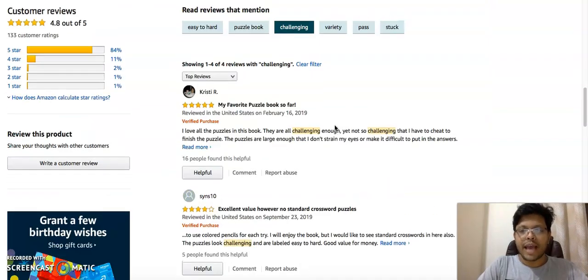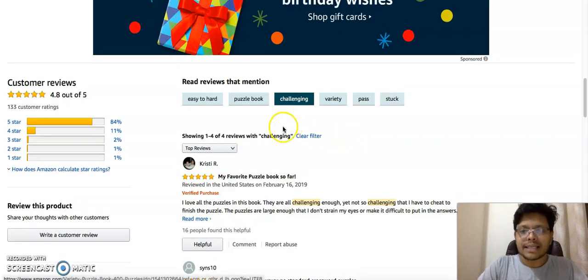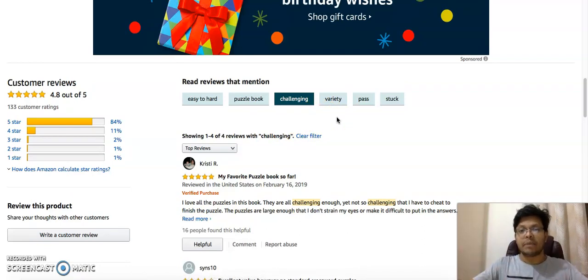So the way I would do it is, apart from the regular keyword research that I do, I would try to use some of these words in my backend keywords. That is number one. Number two is the way I would structure my description. In the description, I would usually go for highlighting some of these keywords. I would talk about a variety of challenging puzzles, structured in an easy to hard sequence, so that you can start off with the easy ones and move towards the difficult ones.